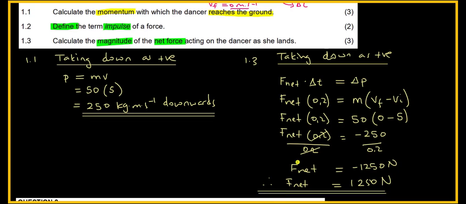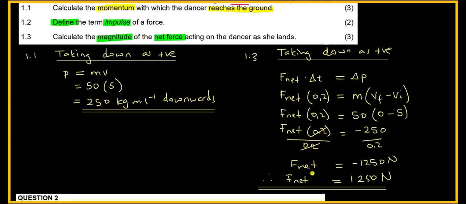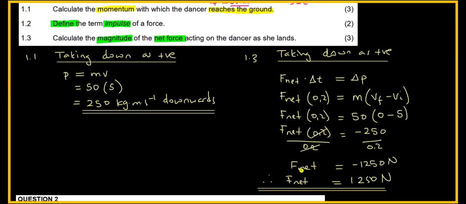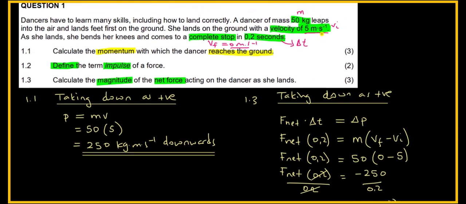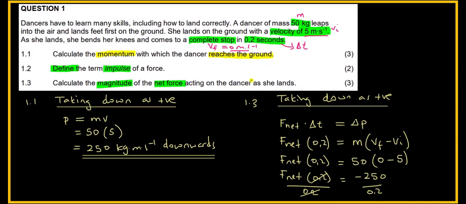Right. So that's the force that is needed for her to change her momentum, or rather to change her speed from 5 meters per second to 0 meters per second in 0.2 seconds.